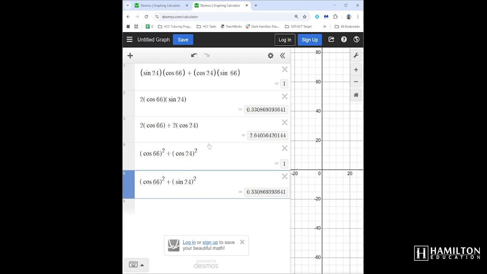Cos 66, cosine 24 squared, which is 1. And that is the answer.